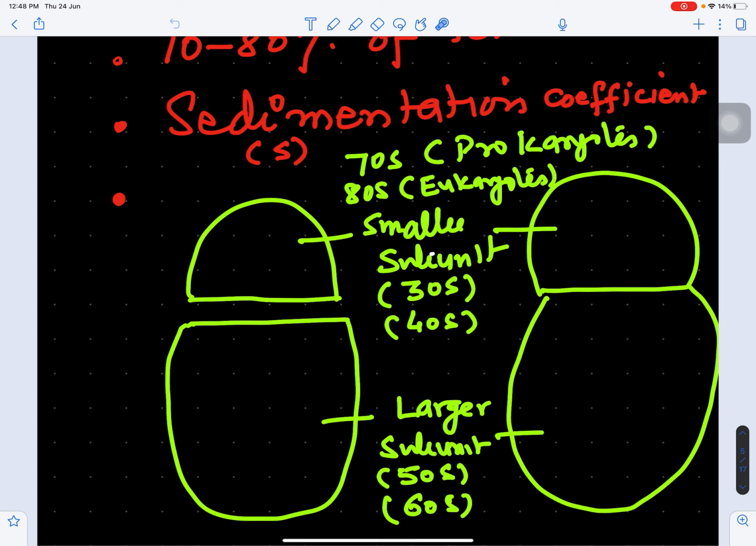If we see prokaryotes and eukaryotes, in case of prokaryotes, the smaller subunit is 30S. The bigger subunit is 50S, and together when they associate, this is called 70S. And in case of eukaryotes, the smaller subunit is 40S, the bigger subunit is 60S, and when they combine together, this is called 80S.